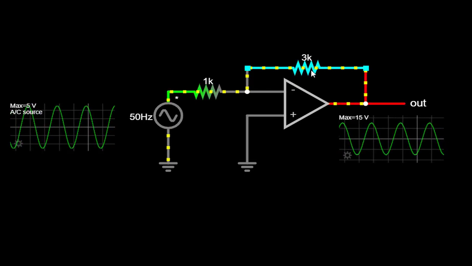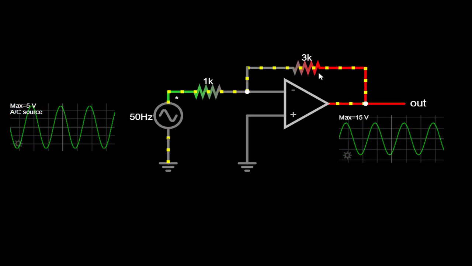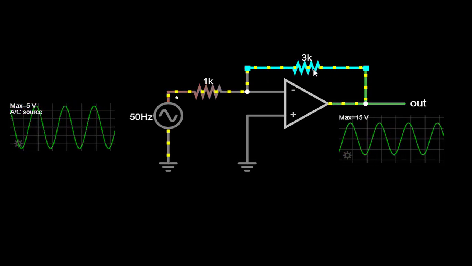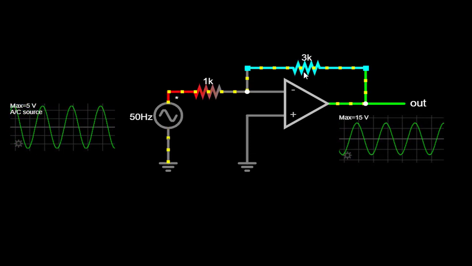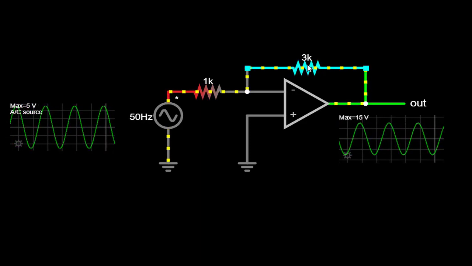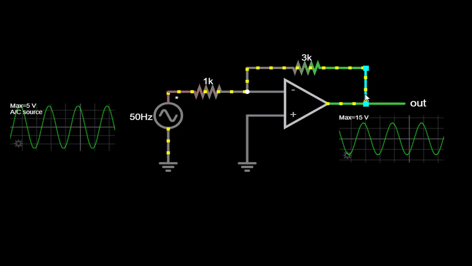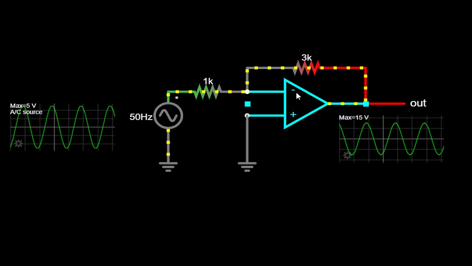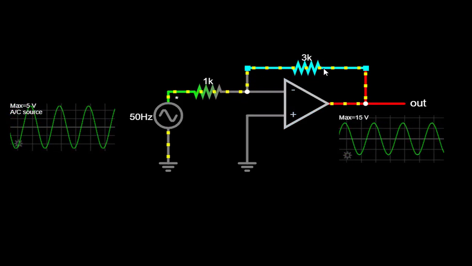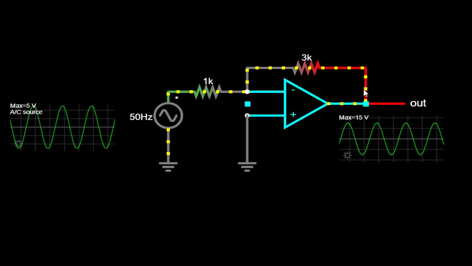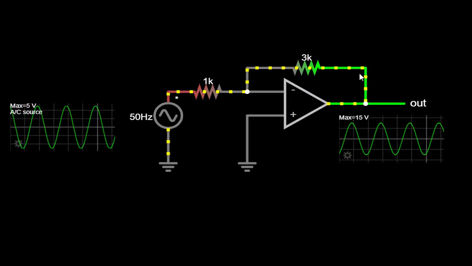Number 2. Feedback resistor. The feedback resistor is represented by RF. To create the negative feedback necessary for an inverting amplifier, we connect a resistor called the feedback resistor RF between the output and the inverting input of the op-amp. The other end of the feedback resistor is connected to the output pin of the op-amp.